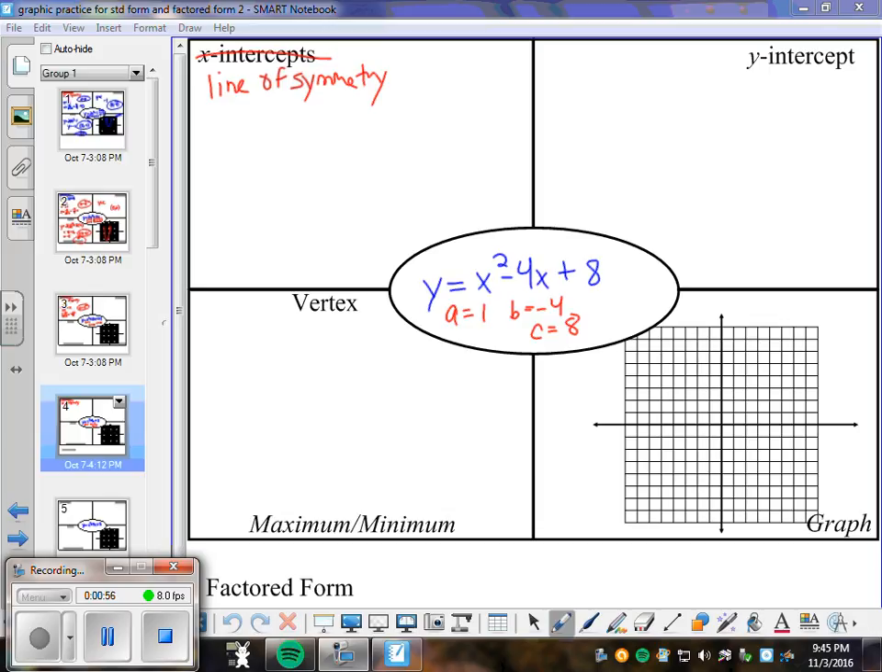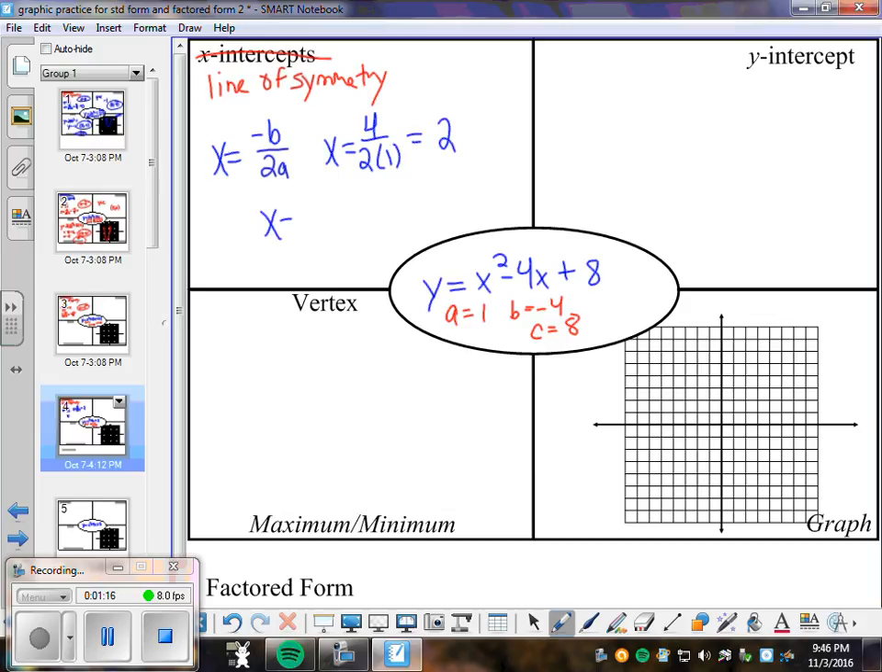I'm going to find the line of symmetry first, which is x equals the opposite of b over 2a. So that means I'm taking the opposite of -4, which would be +4, over 2 times 1. 4 divided by 2 is 2. So x equals 2. So we have our line of symmetry. Now to find max or minimum, it's a positive, so it is a minimum.